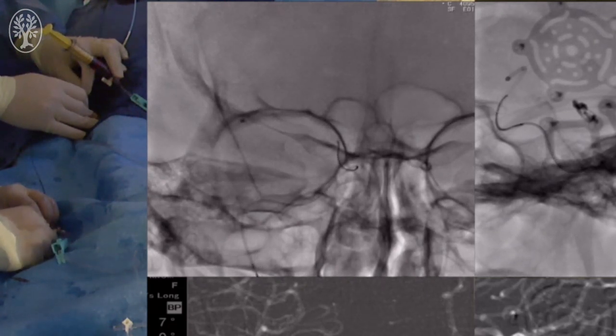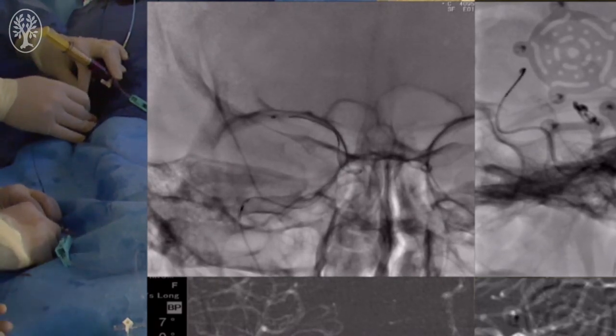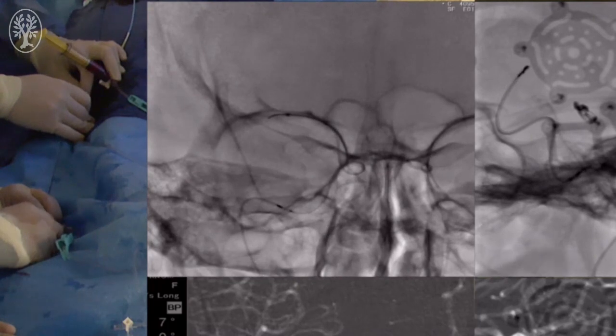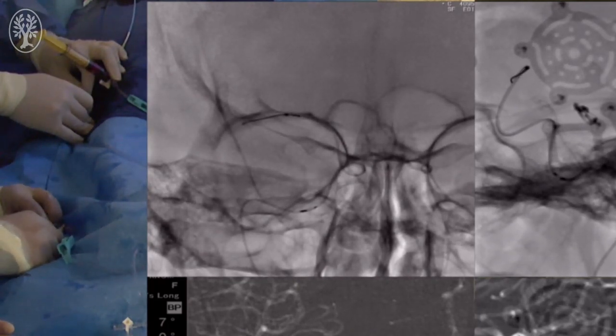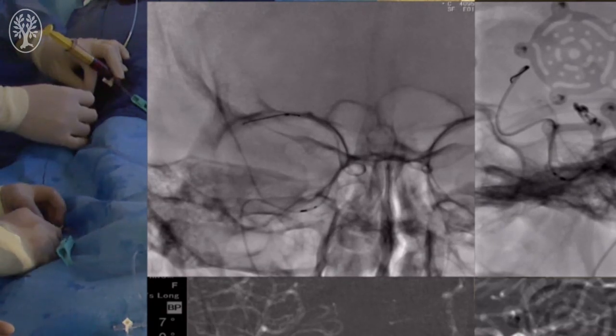The pipeline device is advanced. There you can see it's being delivered into the middle cerebral artery. You can see the microcatheter herniating backwards, which is quite common. Therefore, distal location of the aneurysm is of paramount importance, especially when dealing with tortuosity.